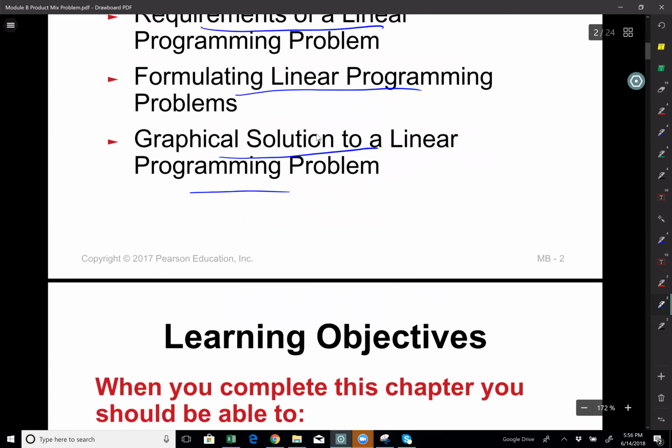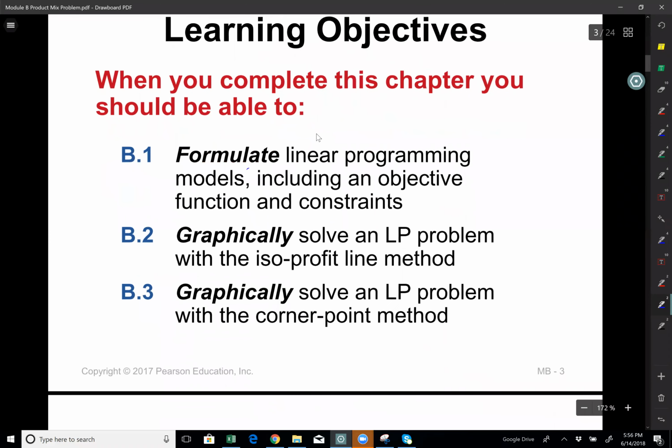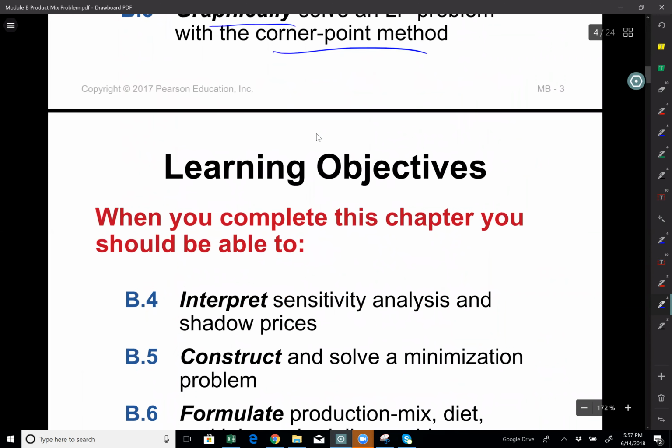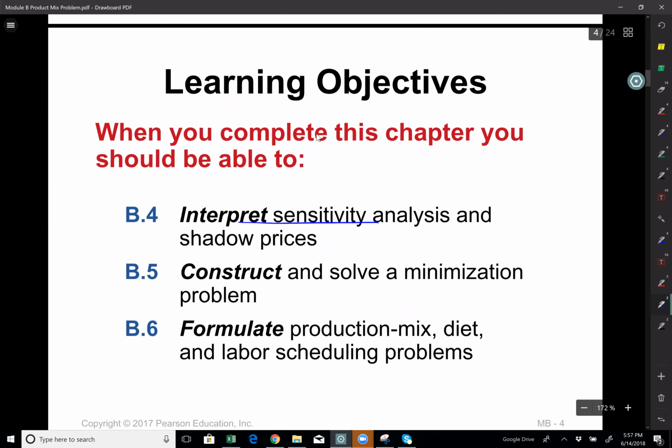The learning objectives are: we will formulate linear programming, we will graphically solve linear programming using the isoprofit line, and we'll also use the corner point method to solve a linear program. Moreover, we will talk about sensitivity analysis, and we will construct and solve a minimization problem. And finally, we will learn how to formulate a product mix problem.